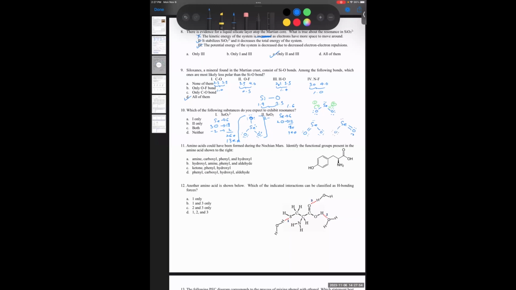Okay, so I see that I can draw 2 Lewis structures. I mean, it has 2 resonance structures. So therefore we have resonance in SeO2. Okay, so the answer to the question, which of the following substances do you expect to exhibit resonance? Only SeO2, which is option B.